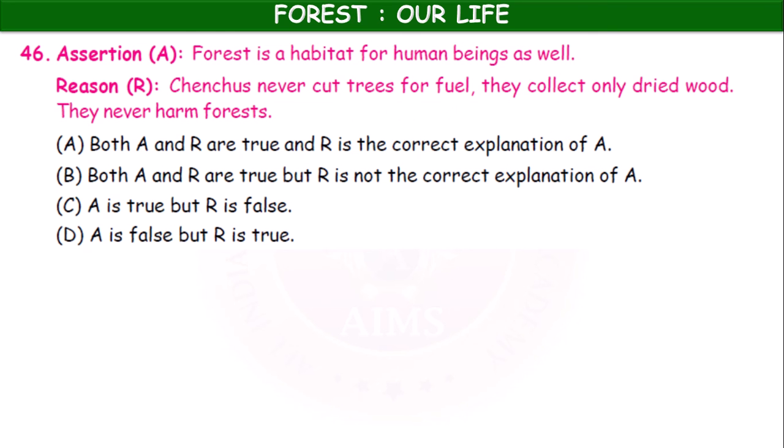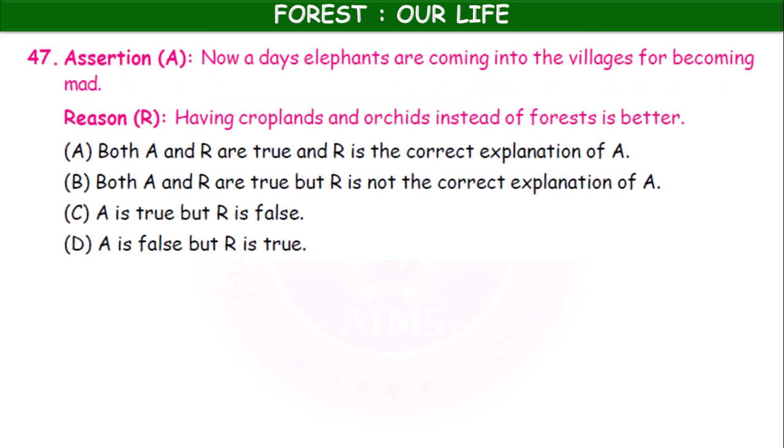Next, a similar question. Assertion: forest is a habitat for human beings as well. Reason: Chenchus never cut trees for fuel. They collect only dried wood. They never harm forests. So here both assertion and reason are true, and the reason is the correct explanation of the assertion.